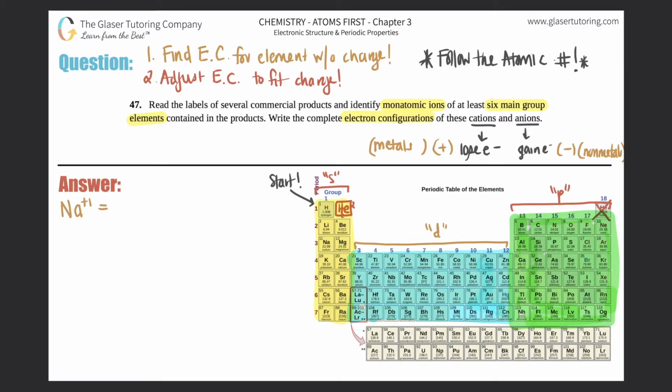Then you got to follow. So you would go down here because lithium is 3. Then to 4, then to 5, etc., 11, 12, 13, 14, etc. All right? So just always follow the atomic number.